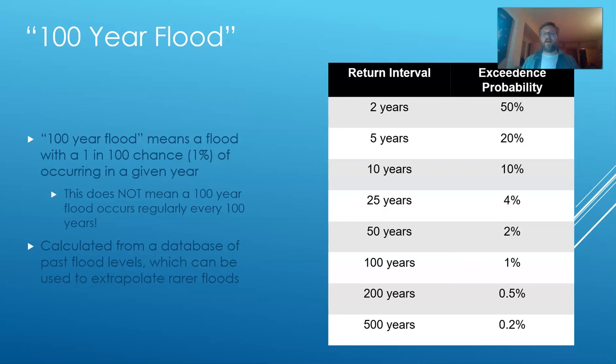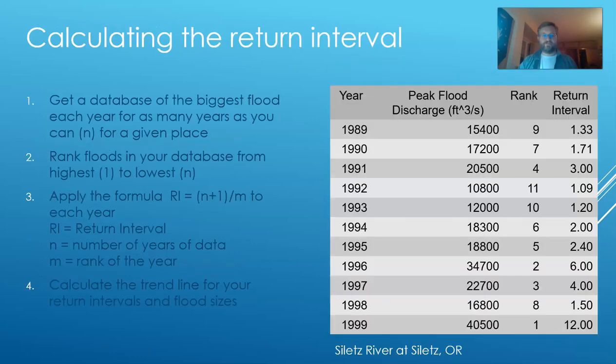A 50-year flood means that you have a 2% chance of getting a flood that big or higher during a given year. A 500-year flood means you have a 0.2% chance of getting a flood that big or higher in a given year. And so to determine all of this, we look at a database of past flood levels. So we take existing data on the biggest floods that have happened in each year as far back as we have records to go, and we can use that to calculate how likely a flood of a certain size would be at this location that we have this data for.